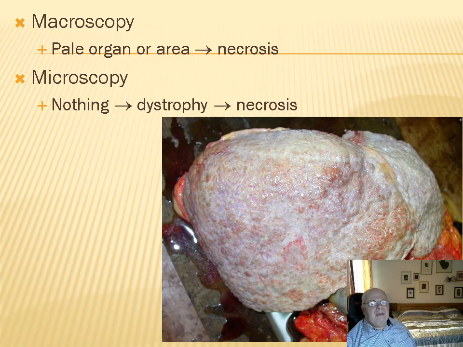At the microscopic level, what we see varies with time. Meaning if the ischemia happened very rapidly and the patient died, in this situation we'll see nothing. Without oxygen, all the tissues, especially the brain, die very rapidly, but without having time to make microscopic changes.